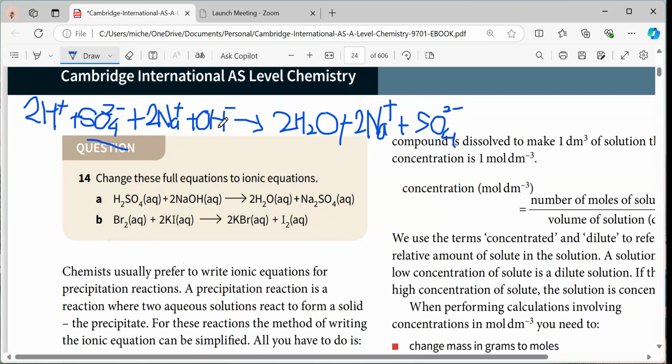We need to find which elements are the same on each side, the left and right side. So we can see 2H plus, no, we only have the one on the left side, so we can write that down. So we have 2H plus right here. We have sulfur monoxide on both sides, so we can cross this out. We also have natrium right here, we can cross this out. So we are left with this.